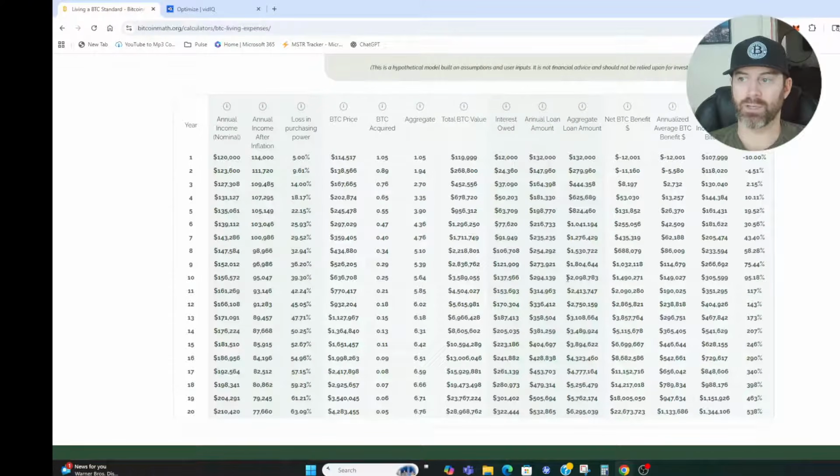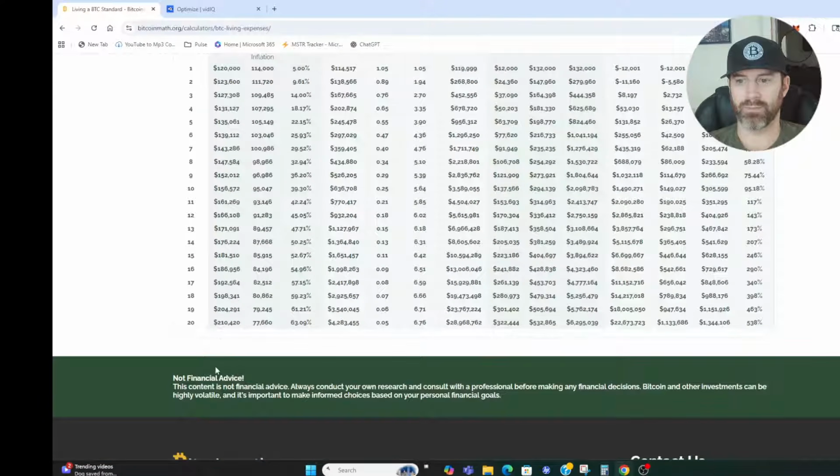Okay? Now, sure, you've got an aggregate running loan balance of $2 million, and that's a lot. But when you do the math, that puts you at a net BTC benefit, if you will, of about $1.5 million. And if we take that 1.5 and divide it by the total number of years, it means you've now given yourself a $150,000 per year raise over the past 10 years just by doing this. Okay? Go down to year 20.